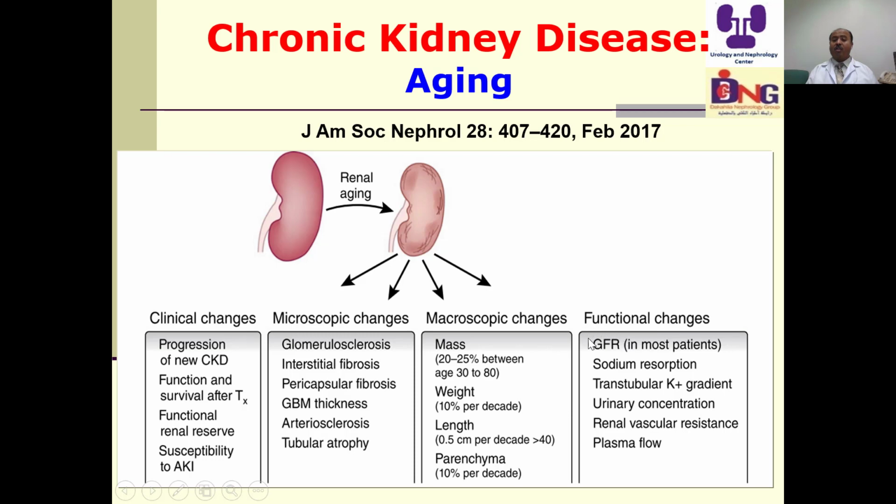Functions, the reduction of GFR, and more importantly, the reduction of kidney tubular functions. If I ask you what is more smart, glomerular function or tubular function, the answer is tubular function. One of the tubular functions is the capability of the kidney to concentrate and to dilute urine. Both concentration and dilution of urine functions are impaired in elderly persons.